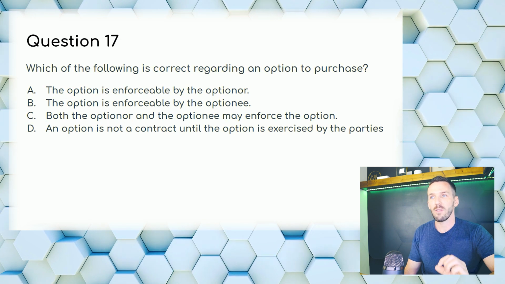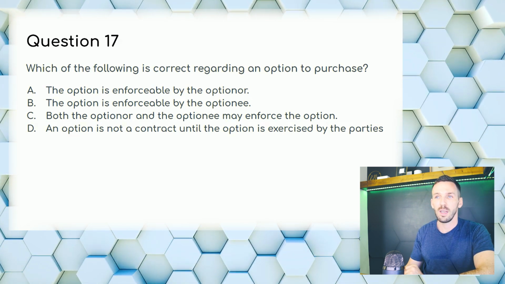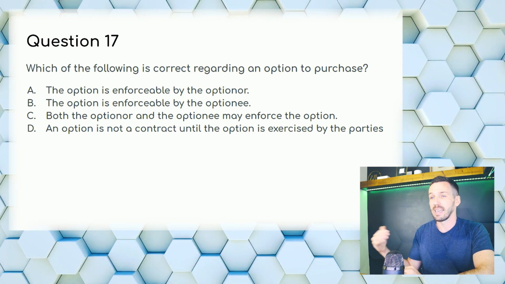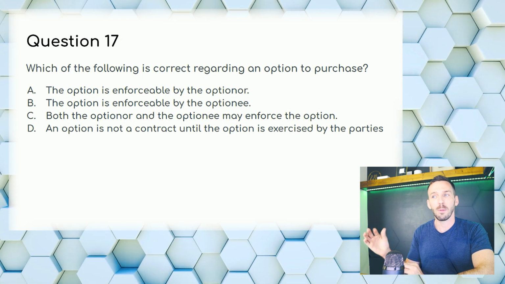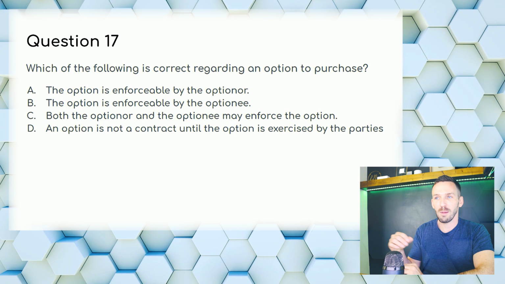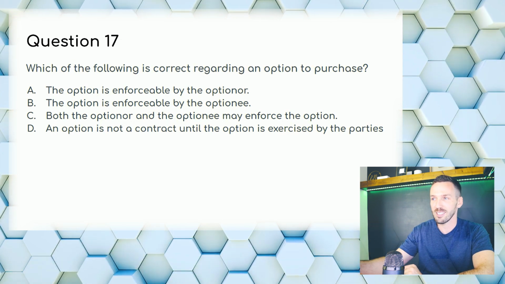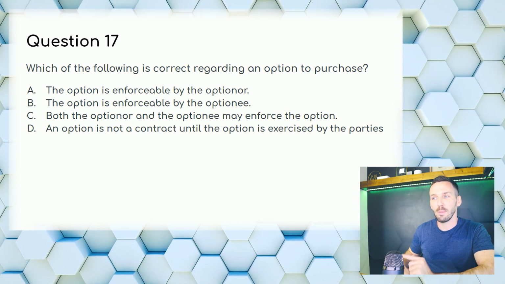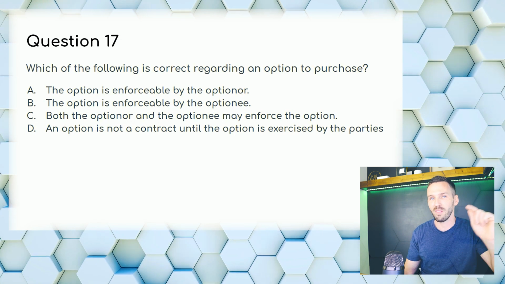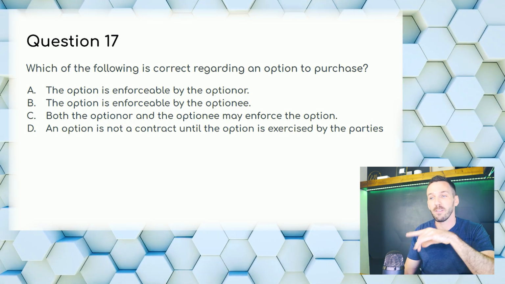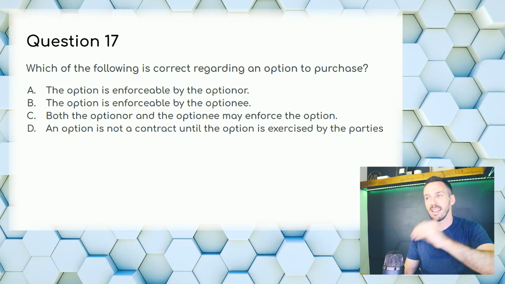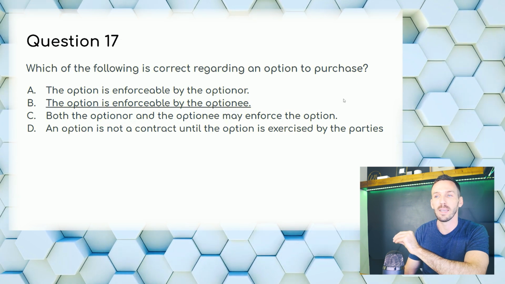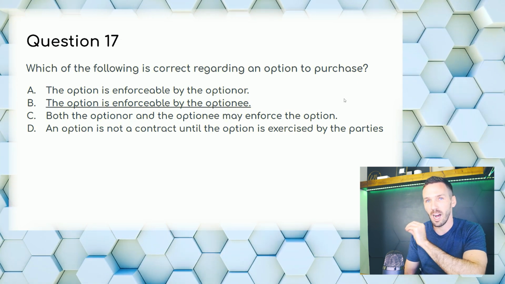Question 17. Which of the following is correct regarding an option to purchase? A. The option is enforceable by the optionor. B. The option is enforceable by the optionee. C. Both of the optionor and the optionee may enforce the option. An option is not a contract until the option is exercised by the parties. So the optionor is the giver. They gave the optionee the option to purchase if they wanted to. Therefore, if the optionee has the option to purchase, then the optionee is the one that can enforce or choose to purchase. Answer here is B. The option is enforceable by the optionee.